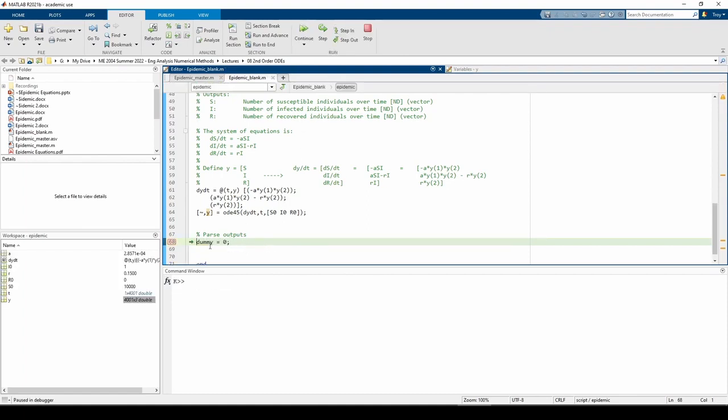As the name implies, this is just a dummy variable I'm using so I can place a breakpoint. In the workspace, we now see the y variable, which has 4001 rows and 3 columns. It has 4001 rows because our t vector has 4001 elements. It has 3 columns, which represent s, I, and r.